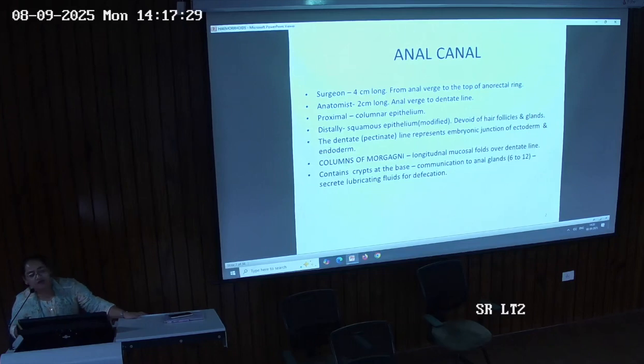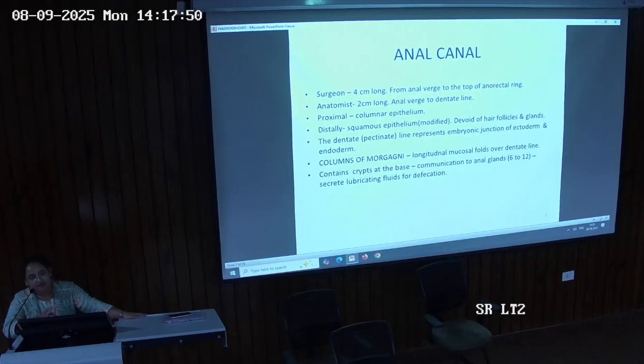Proximal there is columnar epithelium and distally there is squamous epithelium, which is modified. The anal canal is divided into 3 parts: upper, middle and lower. The upper part is approximately 15 mm in length, middle part is also 15 mm in length and the lower part is 8 mm in length.